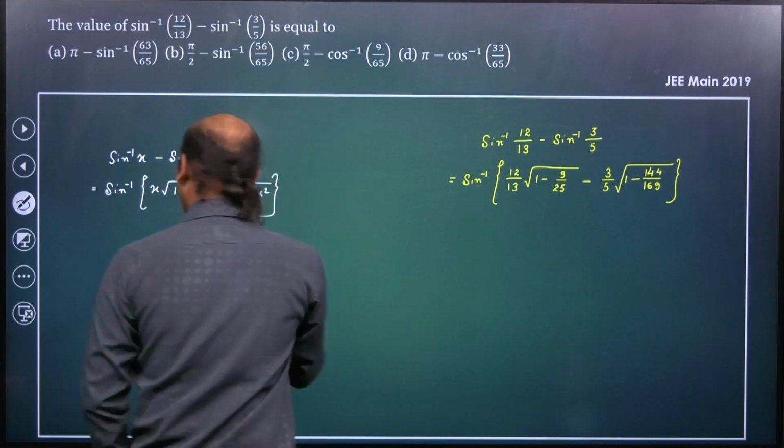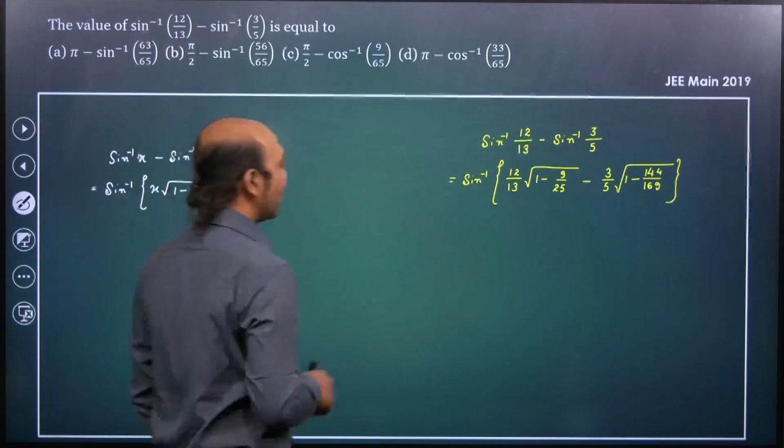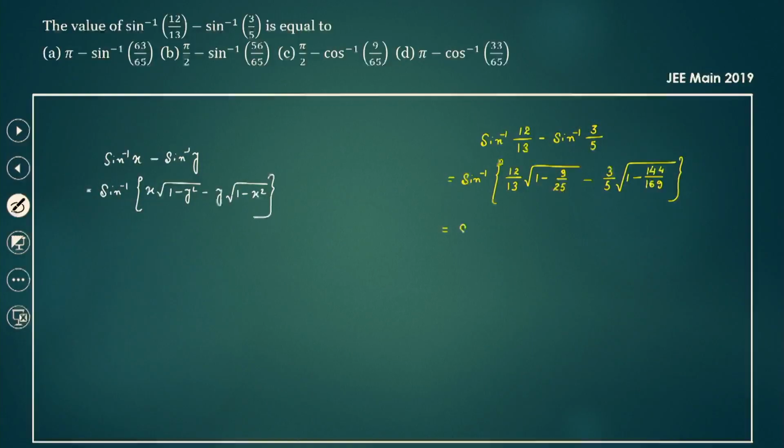Let's go ahead and calculate now. The boring part of any maths, right? So it's sine inverse of 12 by 13, and obviously we'll have 16 by 25, so therefore we have 4 by 5, minus we have 3 by 5, and we have 25, so 5 by 13.